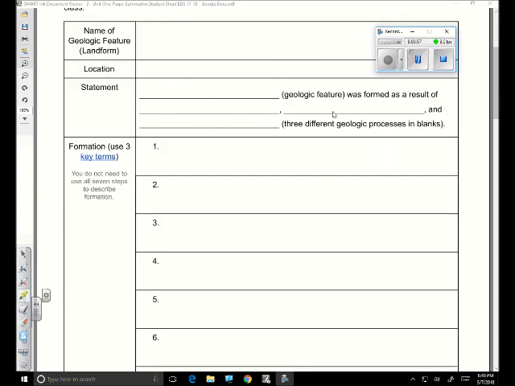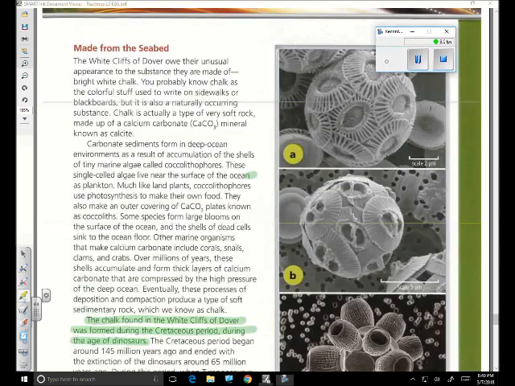Next, I need you to skip the statement part, and we will come back to that. I need you to start with the formation using 3 key terms. So basically, we need to figure out how the White Cliffs of Dover were made. What was the process or the steps in making these cliffs?